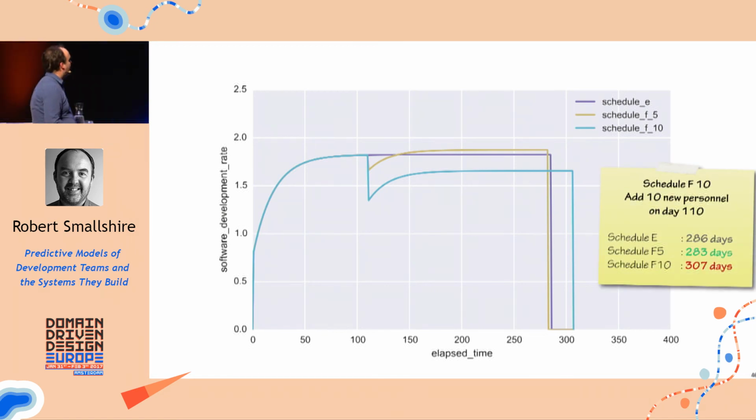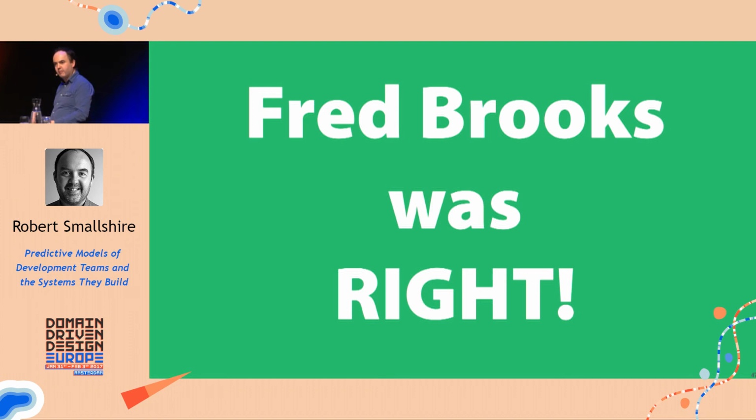Let's play with the model a little bit more. Let's add some more people. So I added 5 people last time. Let's add 10 people now on the same day. Look how the time changes now. It shoots up to 307 days, right? This is nonlinear, highly nonlinear. So in this case, he was right. If we had enough people, Fred Brooks was right.